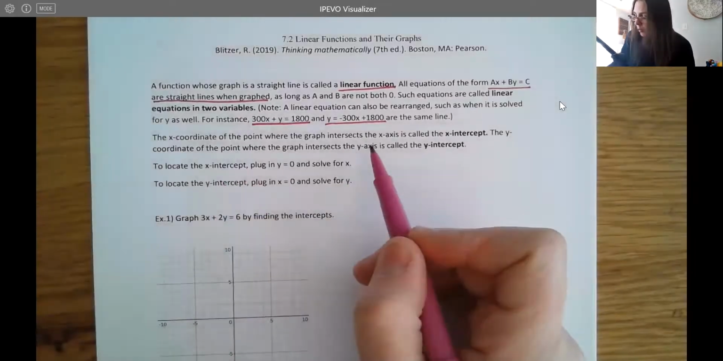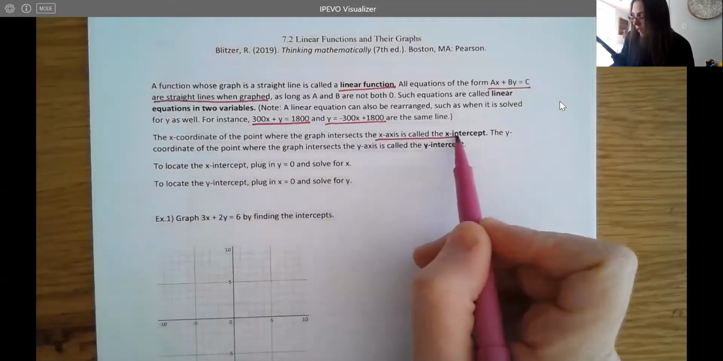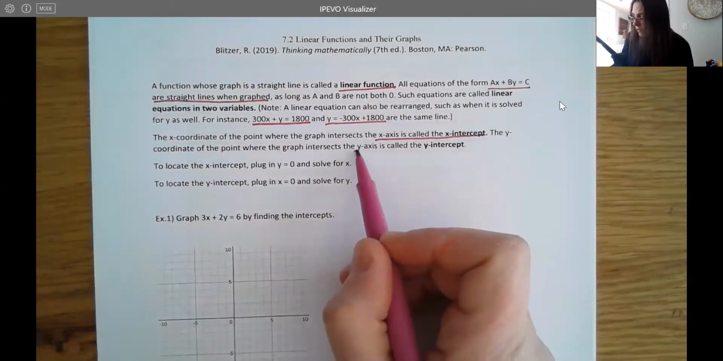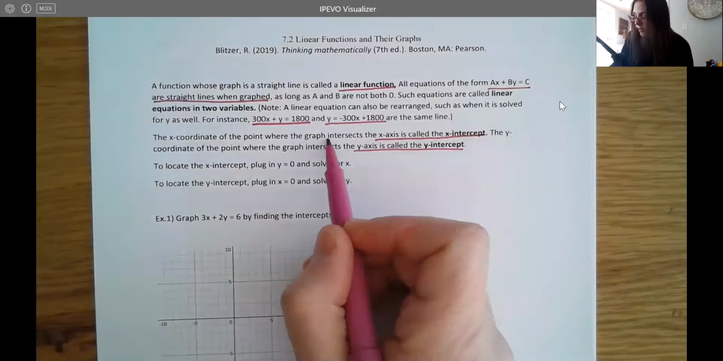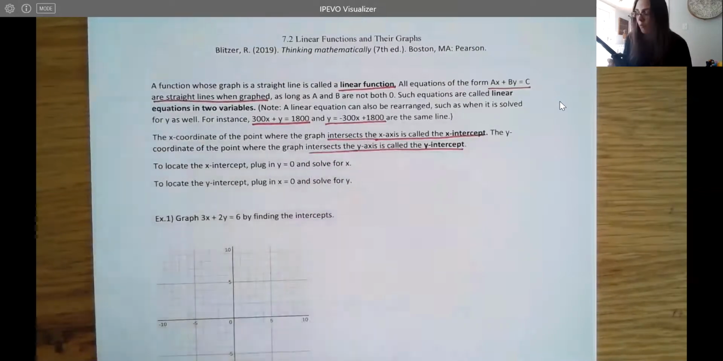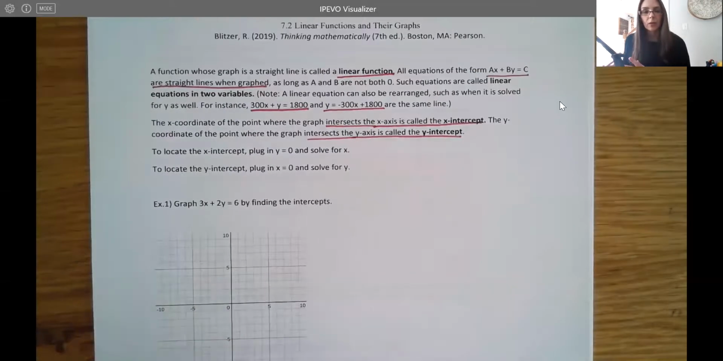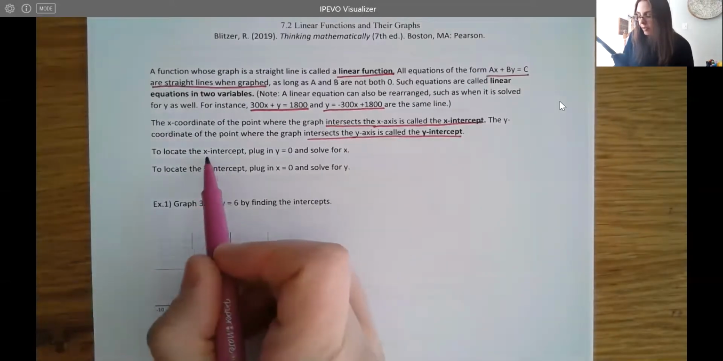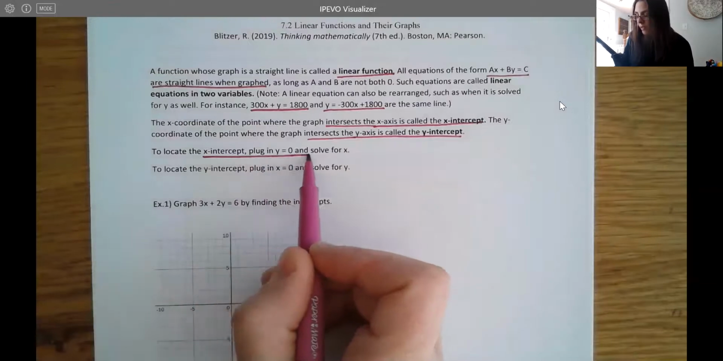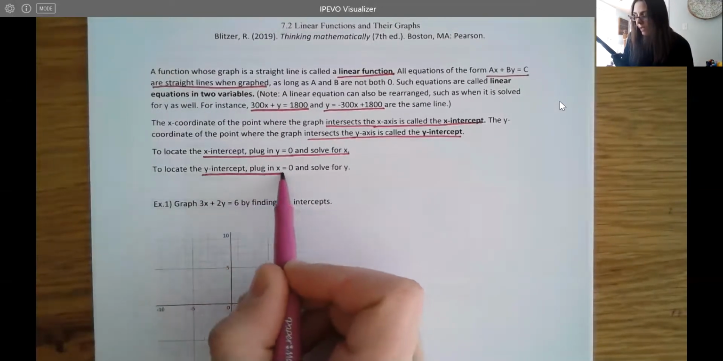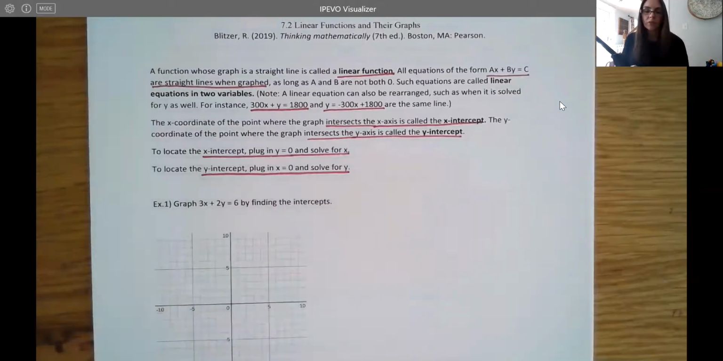The point where you cross the x-axis is called the x-intercept. And the point where the graph crosses the y-axis, or intersects it, it doesn't have to cross as long as it touches it, is called the y-intercept. And we can find these pretty quickly by plugging in zeros. To locate an x-intercept, you plug in y equals 0 and solve the equation for x. And to find the y-intercept, you can plug in x equals 0 and solve the equation for y.